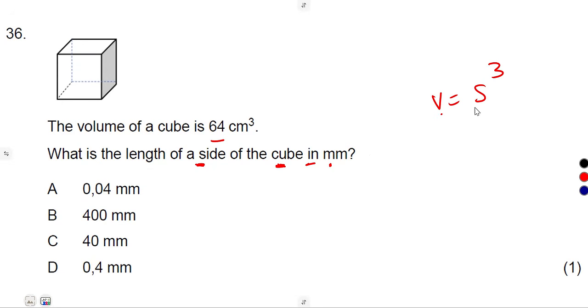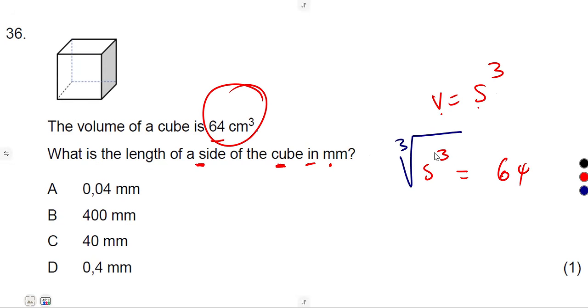Guys, if volume is side to the exponent of 3, you just take that. Side to the exponent of 3 is equal to what? The volume is already given. So find the side. Get rid of what? The cube, by introducing the cube root on both sides. So that's going to give us the side of what? The cube root of 64, which is 4.